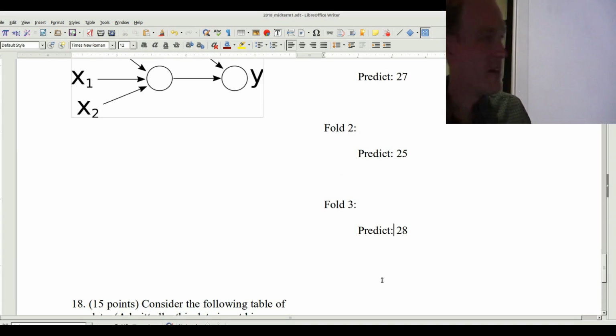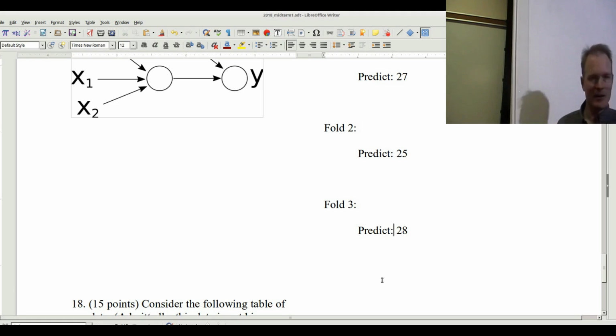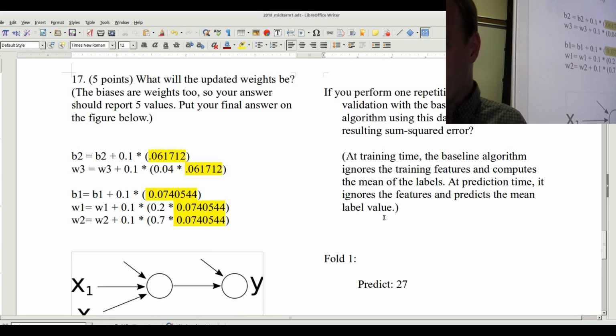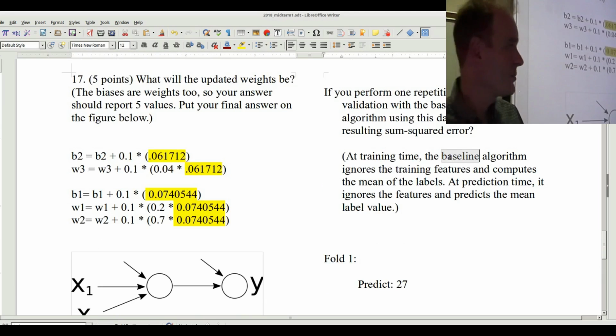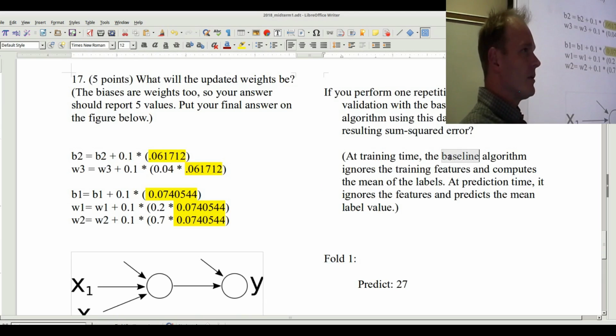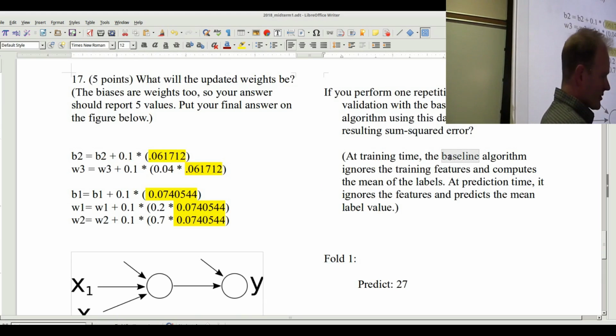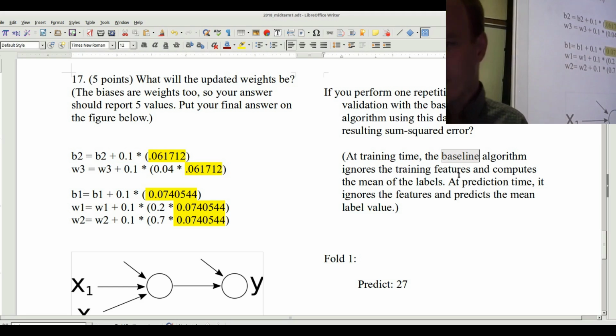You can't usually just figure out what it's going to predict, but because it's the baseline algorithm, it always predicts a constant value, and that makes this assignment a lot easier. Note that the baseline algorithm does not use y equals mx plus b. That's a linear model. That's not the same thing. I know we did cross-validation in assignment 1 with linear models. You don't have to use a linear model to do cross-validation. You can do cross-validation with any model you like.